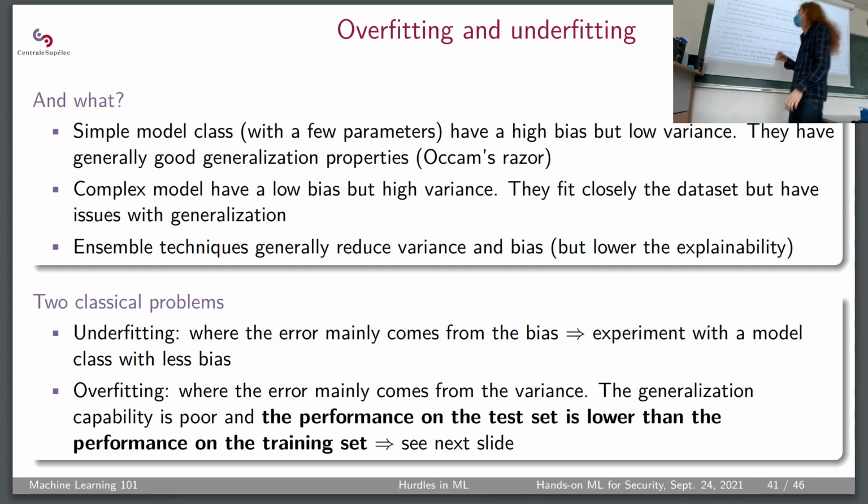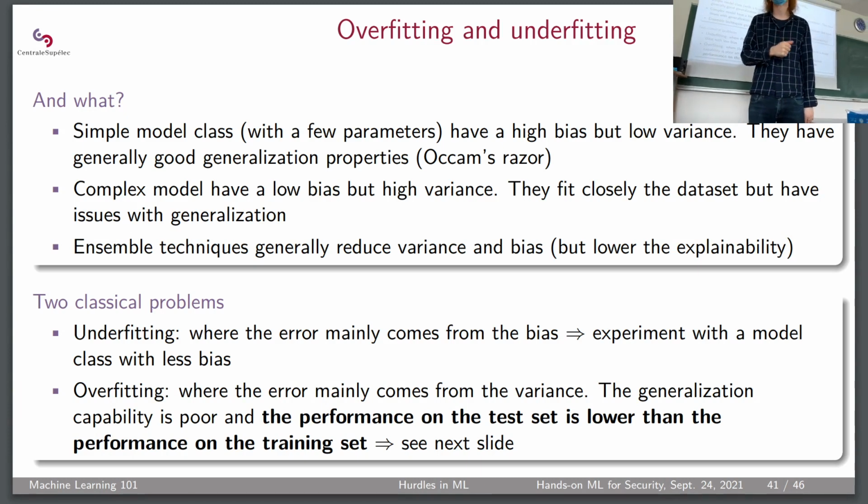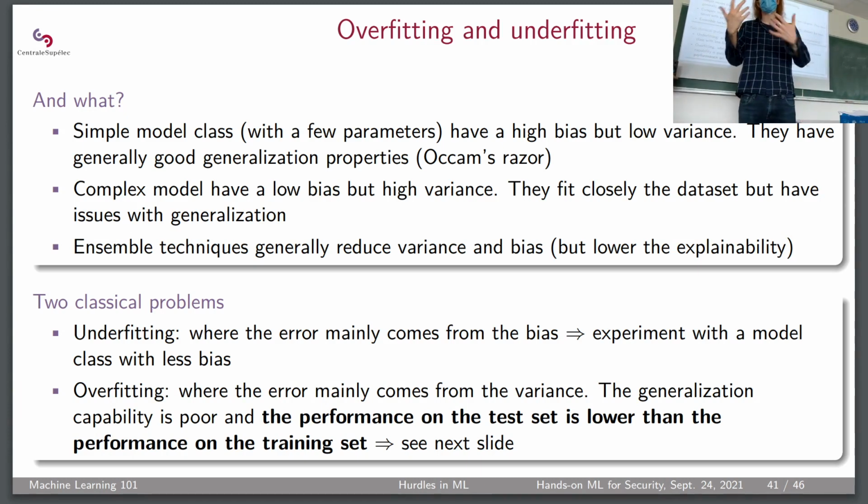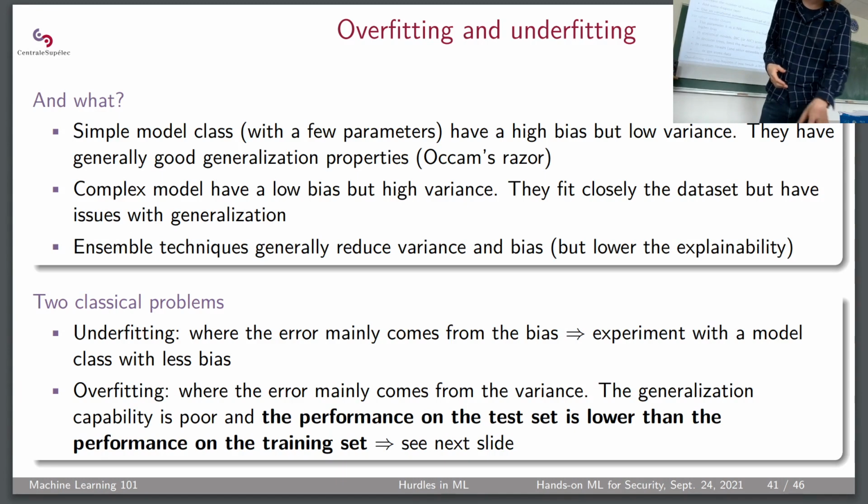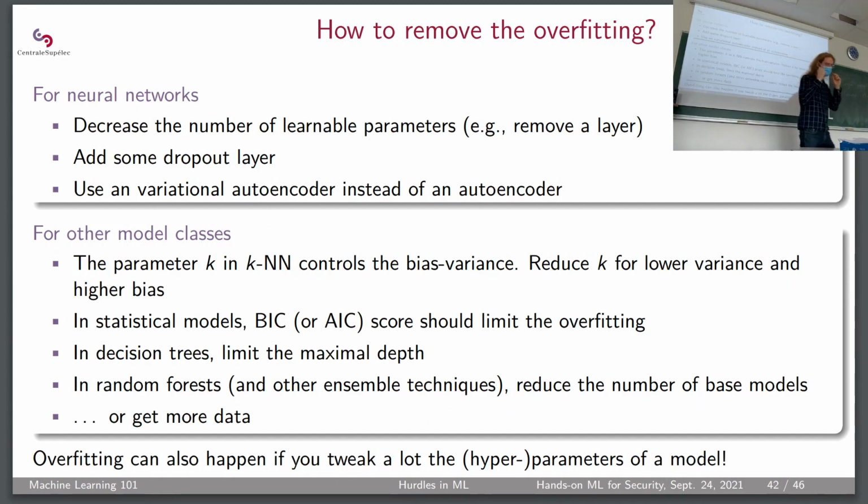Underfitting is not really a problem because we will generally understand that this model is not good enough, and I will take a more complex one. But overfitting is more difficult to reduce, so here are a lot of tips on how I can decrease the overfitting of my model. First, try to decrease the number of learnable parameters. In neural networks, for example, remove a layer, if you can.